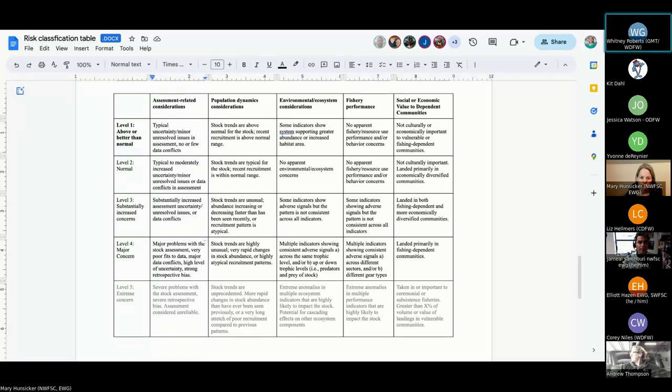Thinking about that farthest column to the right, the social or economic value to dependent communities, in this scenario, how are we defining communities? If that's not already clear, it might be good to clarify that for consistency across species and stock assessments.